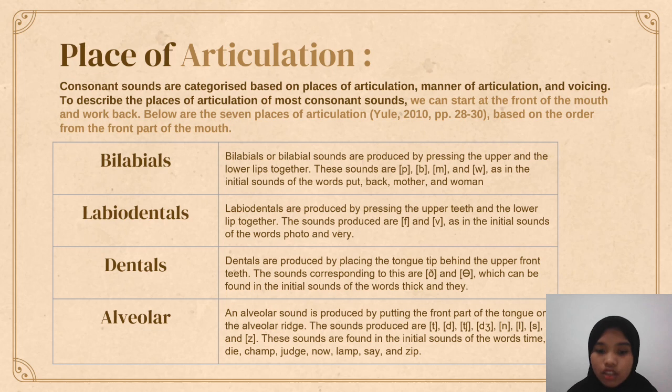An alveolar sound is produced by putting the front of the tongue on the alveolar ridge. The sounds produced are T, D, N, L, S, and Z. These sounds are found in the initial sound of the words time, die, no, now, lamb, say, and zoo.